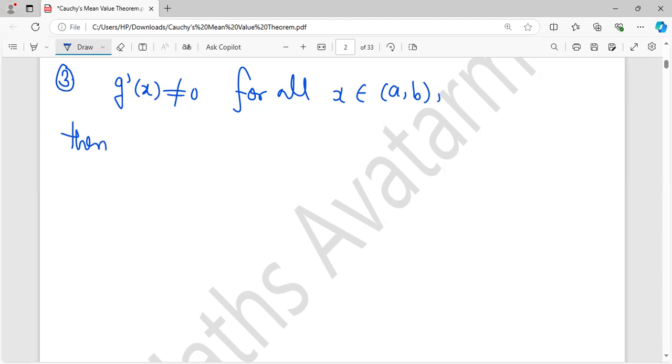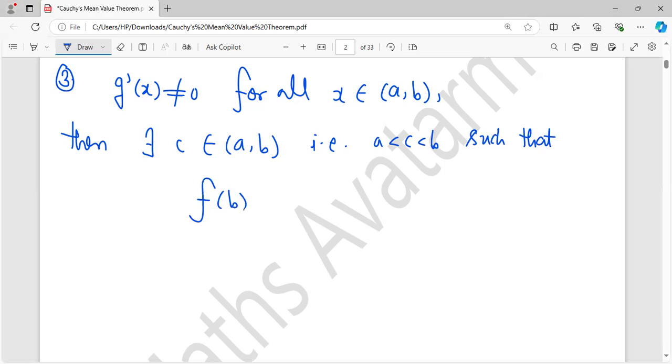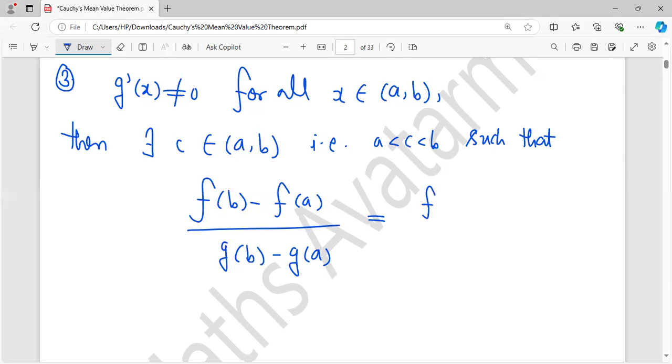Then there exists c belonging to the open interval (a, b), it means c lies between a and b, such that (f(b) minus f(a)) upon (g(b) minus g(a)) is equal to f'(c) upon g'(c). Okay, so let's prove this theorem.